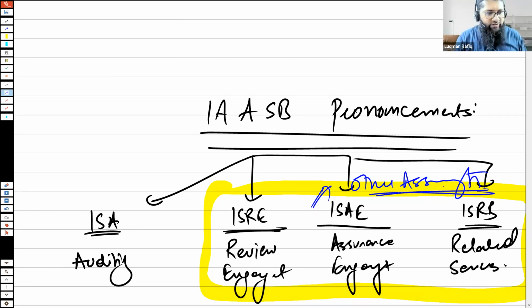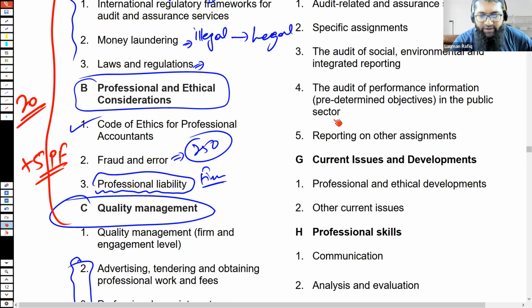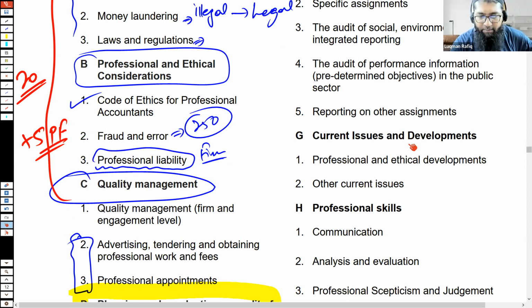Now, what's the next thing? The next aspect is about current issues and developments. So there's professional and ethical development and current issues. If there are developments in auditing, new changes to the auditing standards, or upcoming changes to how audits are conducted, all those current issues and developments are going to be examined here.